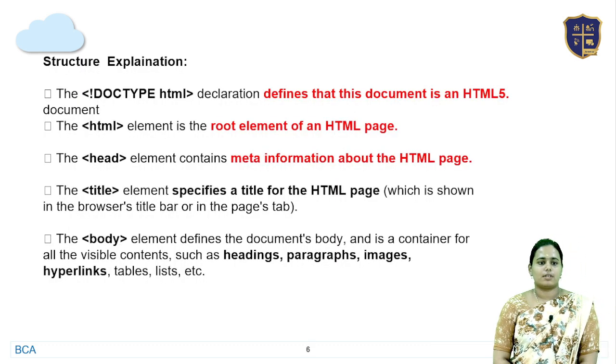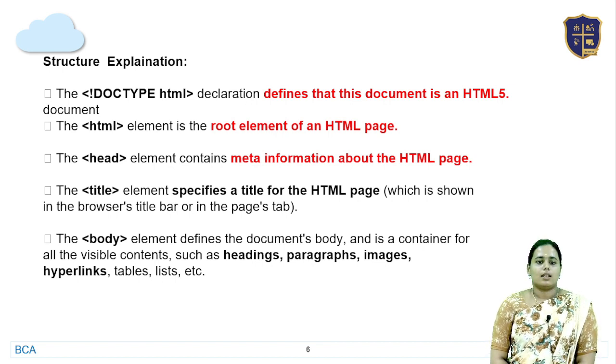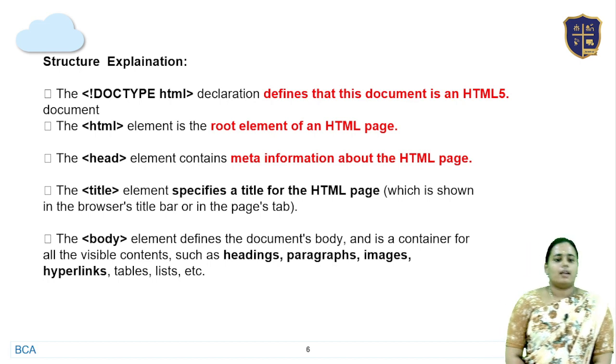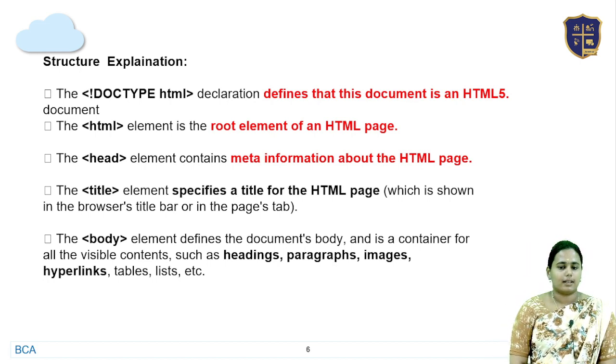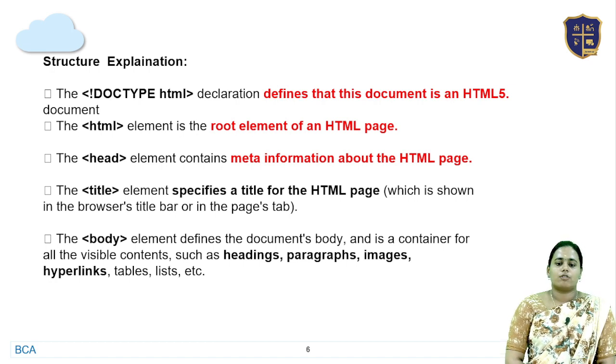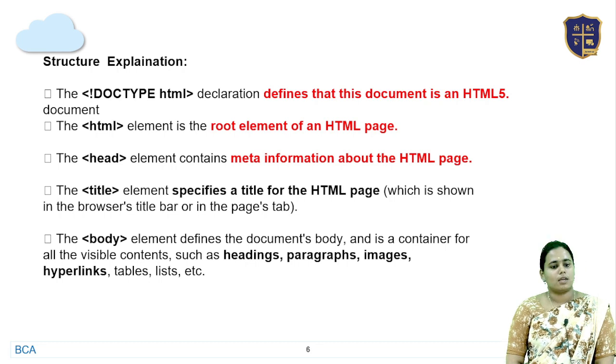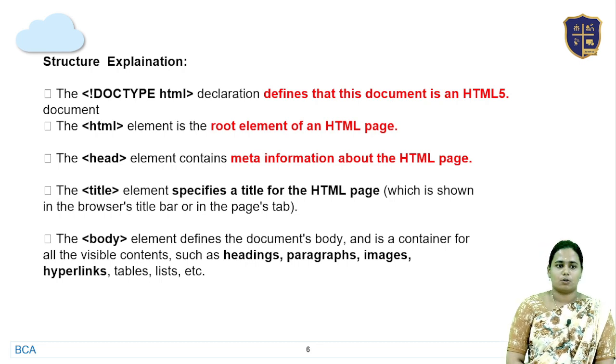For example, first line, doctype HTML declares that the document is an HTML file. Next, HTML acts as a root element in an HTML page, and the head tag contains the meta information about the HTML page. Next, title specifies the title of an HTML page. Thus, the body content contains the structure of the body, and there are many tags we can use: headings, paragraph, image, hyperlinks, tables, list, and so on.